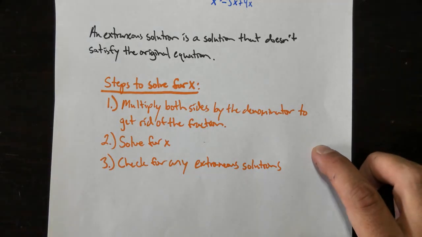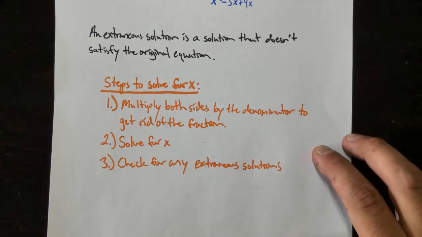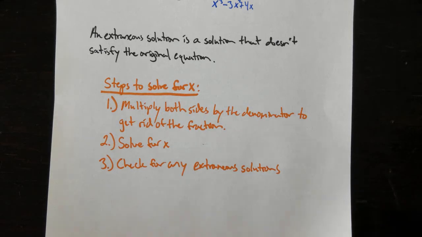So here are the steps to solve for x. First step, we need to multiply both sides by the denominator to get rid of the fraction. So we want to first just get rid of the fraction. After that, we will go ahead and solve for x. And then after that, we need to check for any extraneous solutions by plugging it back in and seeing what we get. So let's go straight to some examples here.